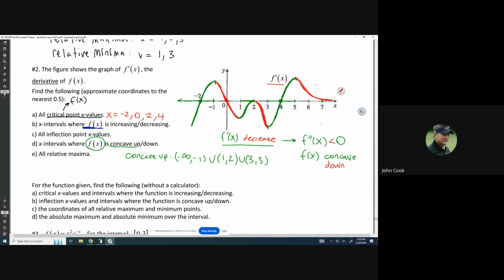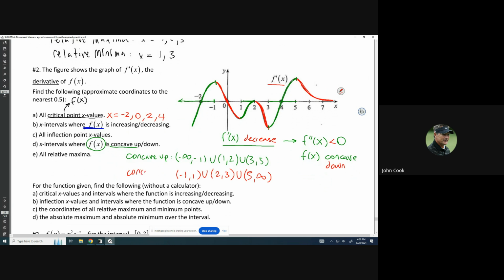So it looks like that's going to go from -1 to 1, and then from 2 to 3, and then finally from 5 to infinity. And then I group them together with unions, and that's where this graph is going to be concave down.